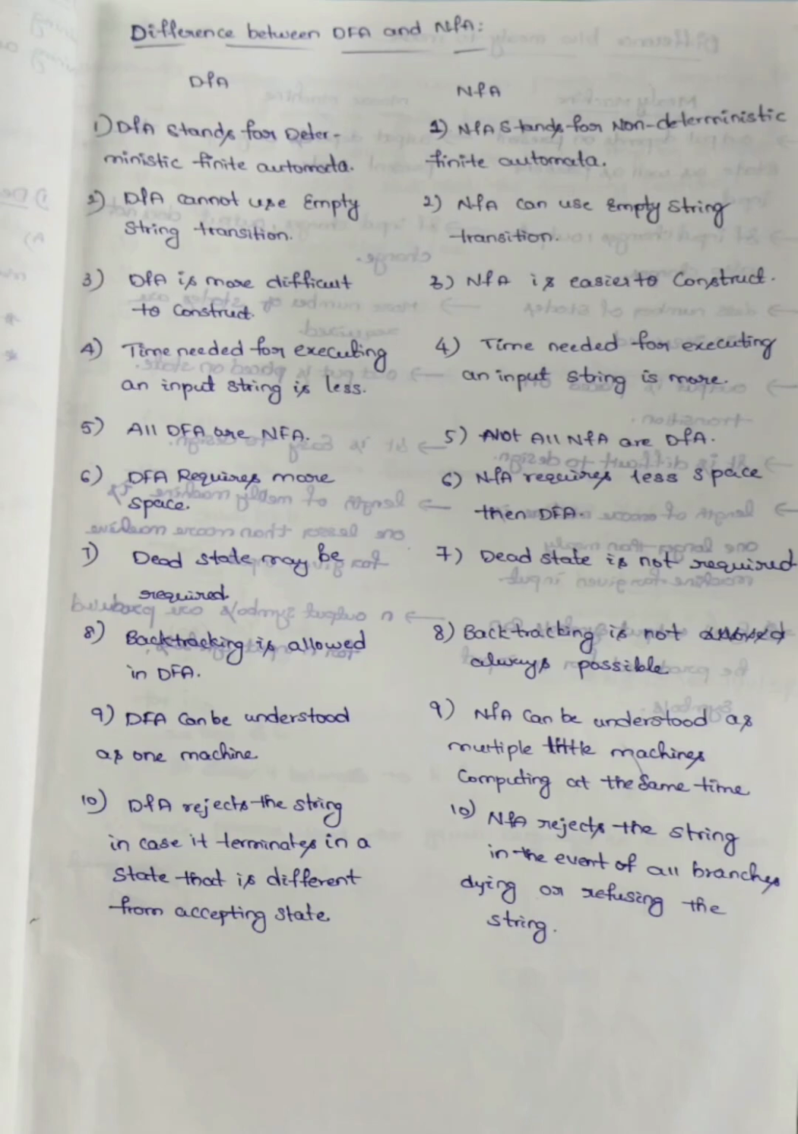DFA can be understood as one machine. NFA can be understood as multiple little machines computing at the same time. DFA rejects the string in case it terminates in a state that is different from the accepting state. NFA rejects the string in the event of all branches dying or refusing the string.